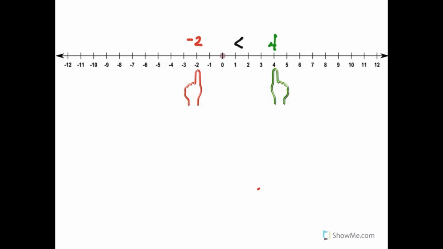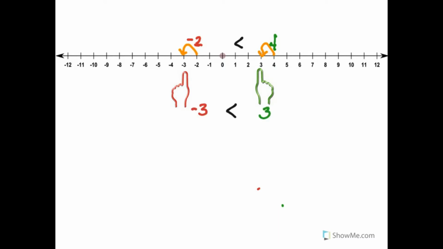Subtraction works the same way. If I subtract 1 from each side, the left and right relationship of the two numbers hasn't changed, and the new inequality still shows that -3 is less than 3.